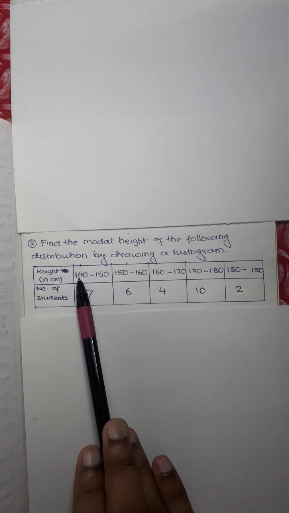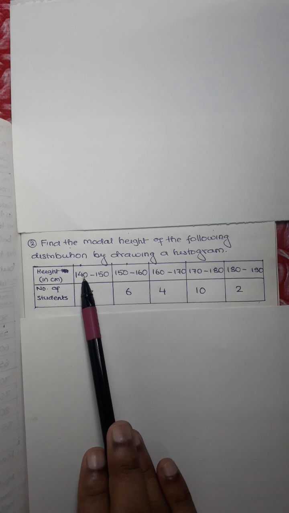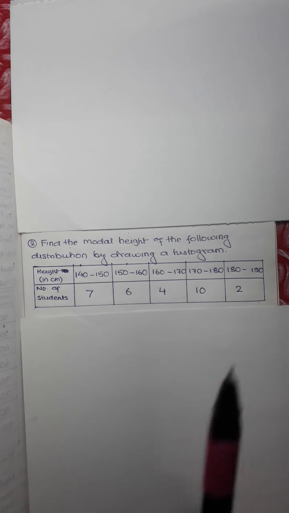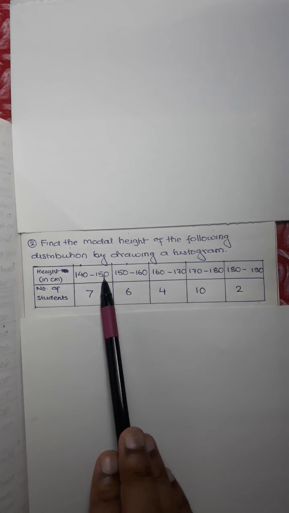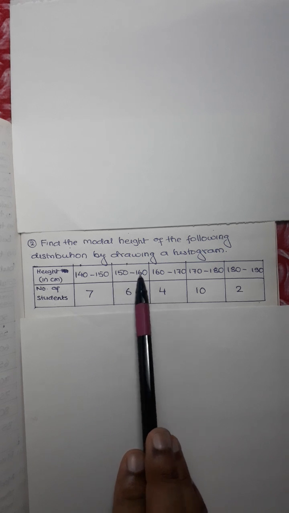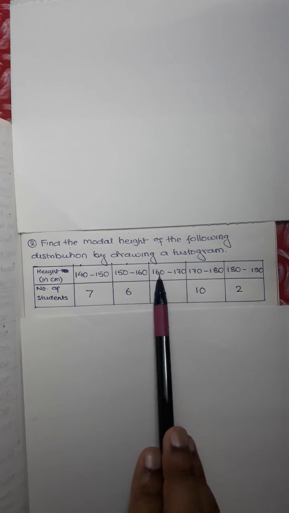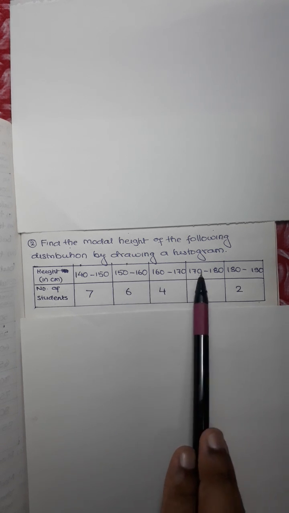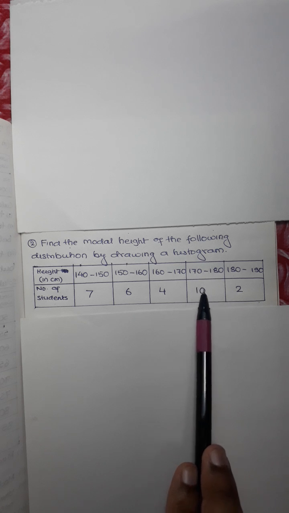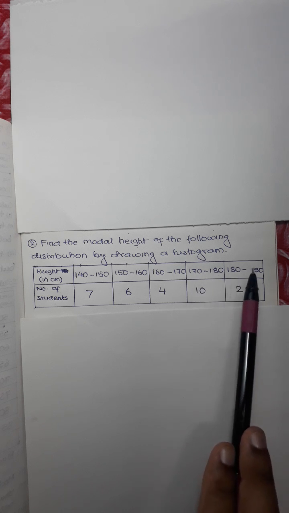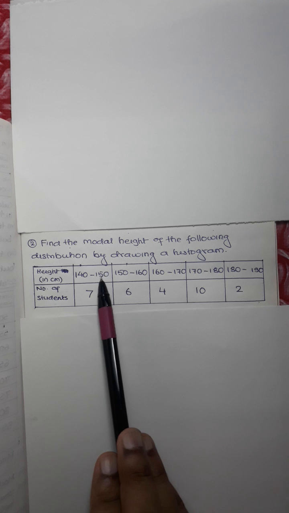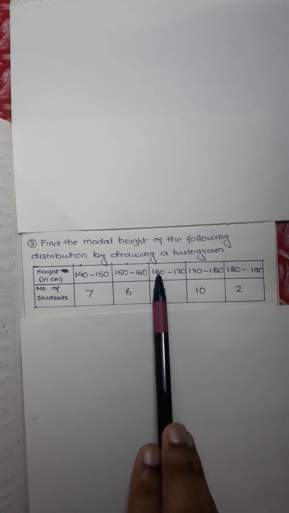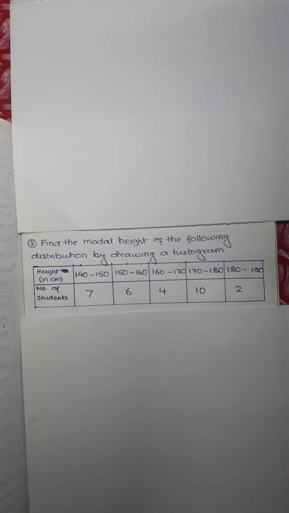So it is starting from 140 directly. 0 is not there, so for that we must draw the kink. 140 to 150 is 7. 150 to 160 is 6. 160 to 170 is 4. 170 to 180 is 10, and 180 to 190 is 2. Again 50 is there, 60 is there. So you can say this is your exclusive class interval.